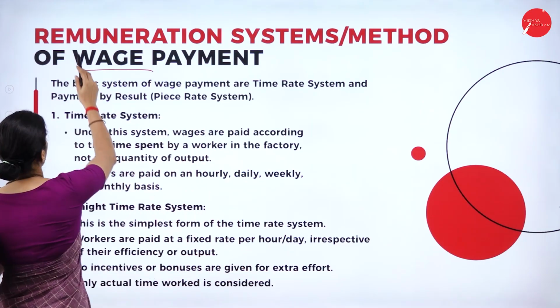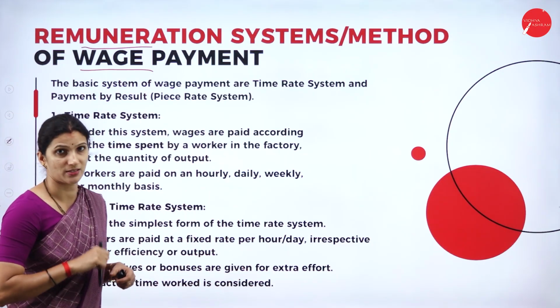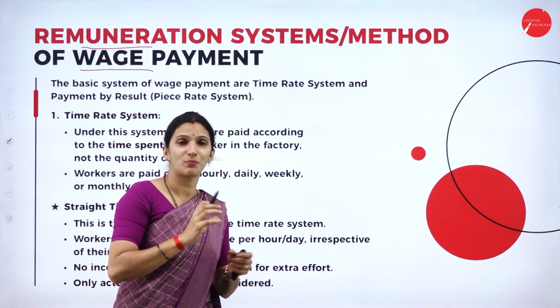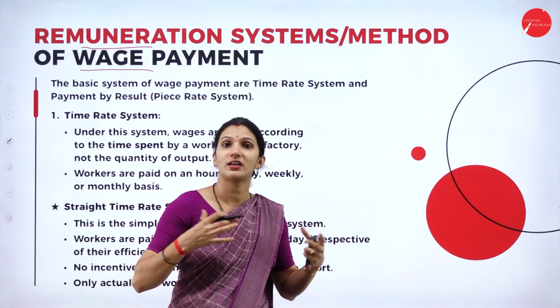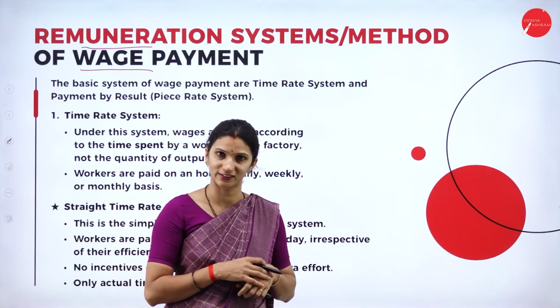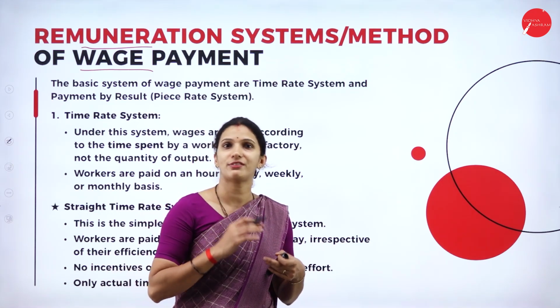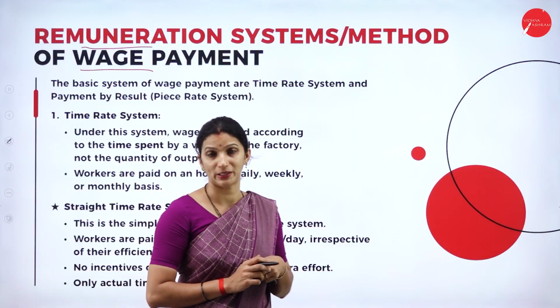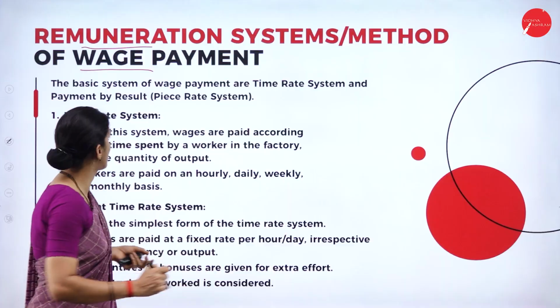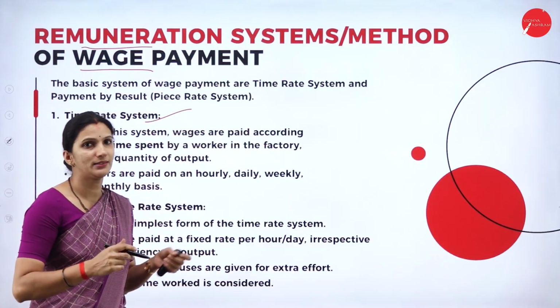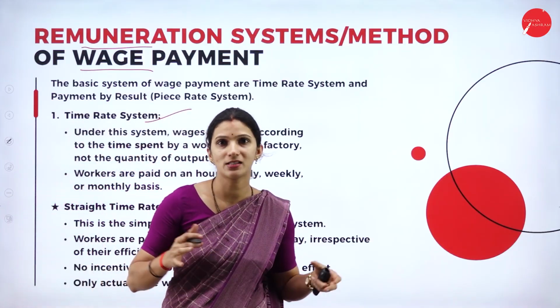So what is the remuneration system? It means the total compensation, or the total amount paid to employees for the effort they put into the organization. That we call wage payment or remuneration payment. Here we have two systems of wage payment. One is the time rate system, and the other is the piece rate system.